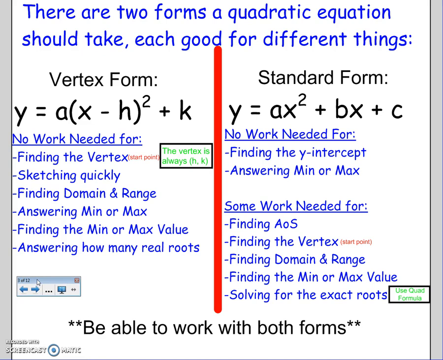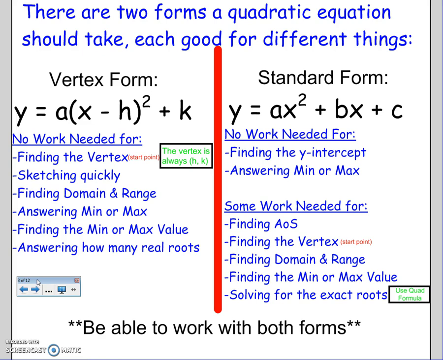There are two forms of quadratic equations, each good for different things. Vertex form I just talked about on the left. Standard form is the one on the right. Vertex form has no work needed for a lot of things. Finding the vertex is our starting point. It's always h, k. Remember, it's either left to right or up and down from the origin. That lets us sketch quickly. If you see the picture, you can do domain and range. You can answer min or max, depending if the picture's going up or down. You can find the value because you know the vertex, and then you also answer how many real roots.